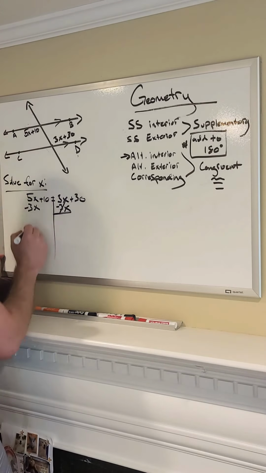Easy enough. Finish it off. 2 is being multiplied by x. I want to get x all alone, so I have to divide by 2. Divided by 2, x is equal to 10. And that's my answer. I don't have to worry about figuring out how much the angle is, how many degrees. They just asked me to solve for x. So I stop right there. My x is equal to 10.